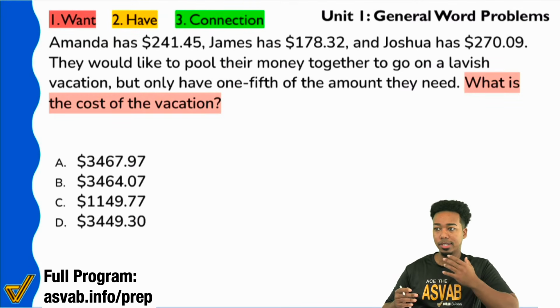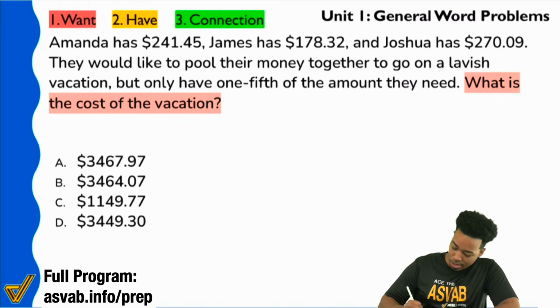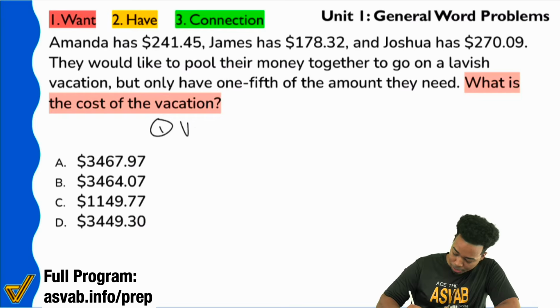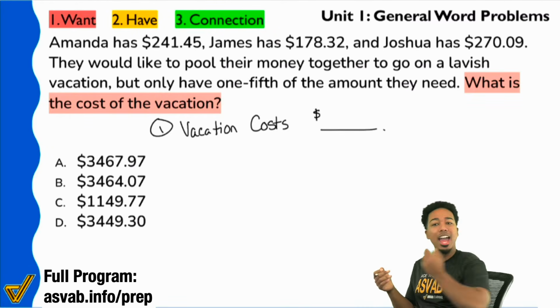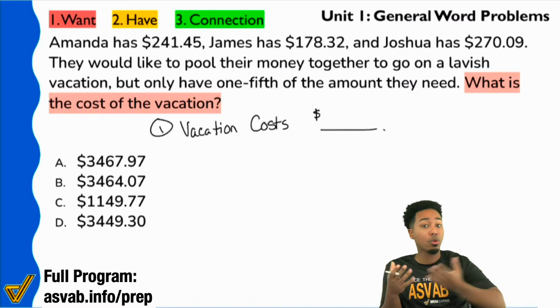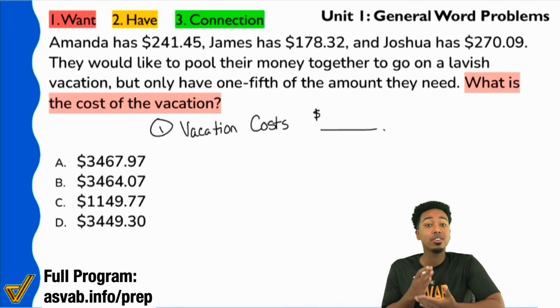We don't know what we need to do yet, but we do know what it is that we're trying to find. The cost of the vacation. So keep that in your head quickly. Boom, vacation costs, and then we'll just have a placeholder for that. And again, that right there can happen in your head. You can just keep that in your head or write it down, either way. But make sure you understand and identify the question.